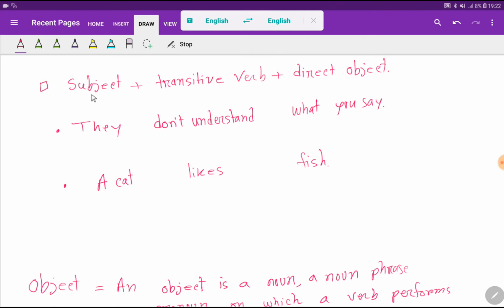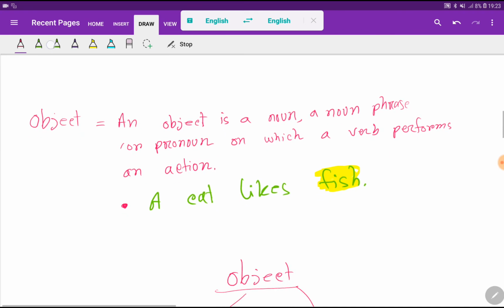So let's get started. Our today's structure is subject plus transitive verb plus direct object. Okay, so what is a transitive verb? Transitive verbs are those types of verbs that can take an object after them. Right? Now the question is, what is an object? Okay, let me tell you what is an object.